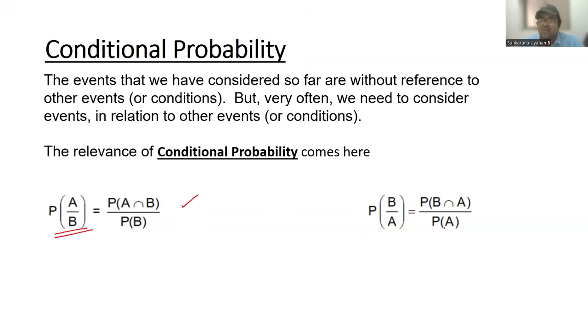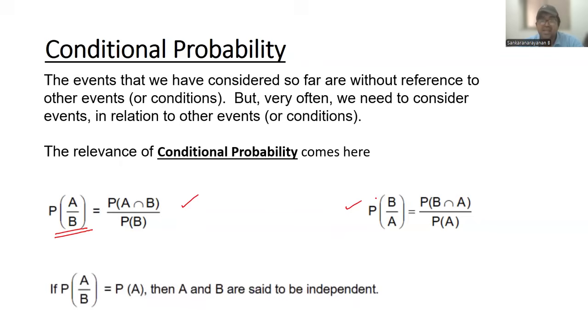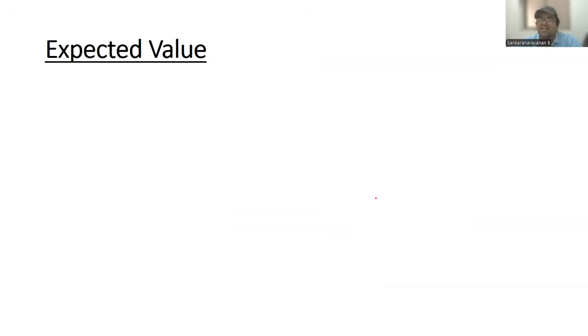Now, if A and B are independent, not bound by any condition or any other aspects, in that case, please be aware, P of A given B will be equal to P of A itself. If that's the case, A and B are said to be independent. Now, in the same way, you have to use these equations and conditions, analyze the question carefully, and then proceed to answer them. Okay. Now, let's talk about something called the expected value, what it is all about.